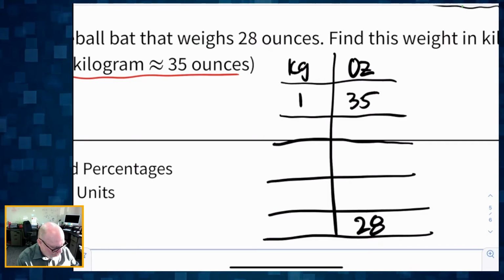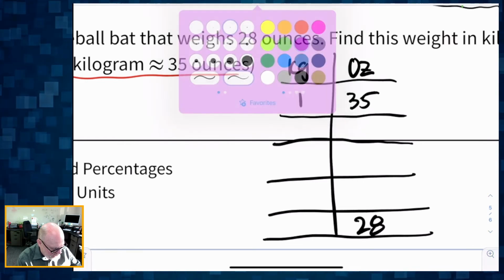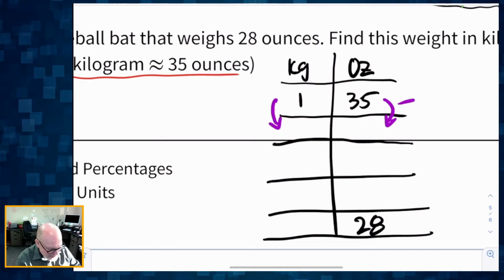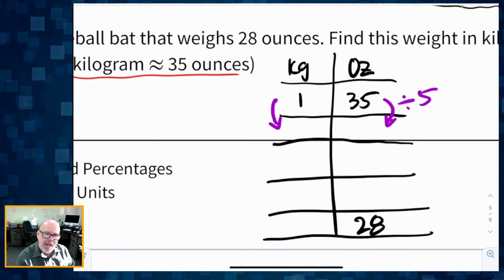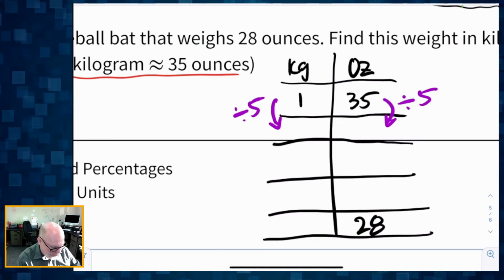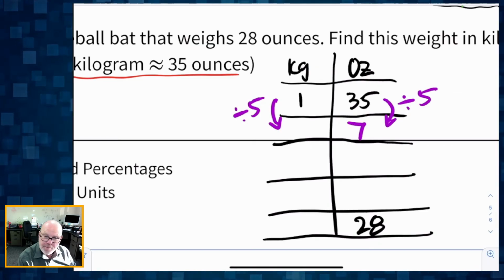So what I'm going to do, using my little strategy here, using some power of thinking, is I'm going to divide by 5. Because if I could divide, I'm going to scale down by dividing by 5. So 35 divided by 5 is 7.